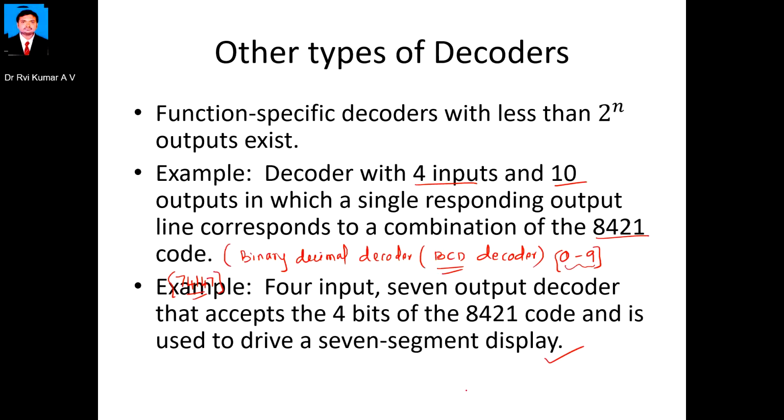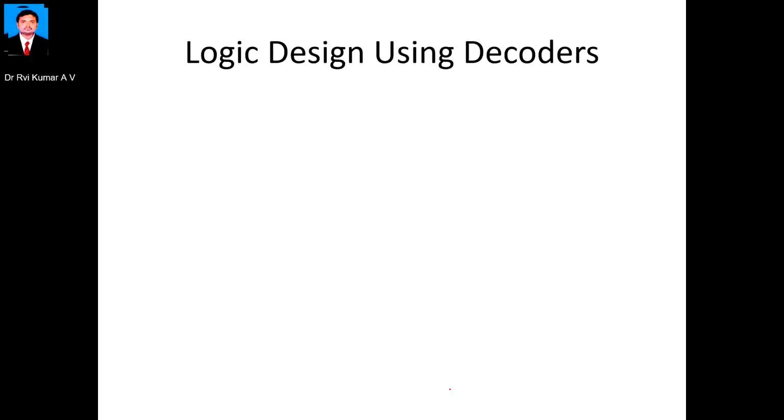So this is what we call an octal decoder. So we have the 0 to 7, so totally we have 8 outputs. Let's say this is your 7-segment display, so all the 7 segments with the dot will be decoded, and this will be used for displaying on the 7-segment display.